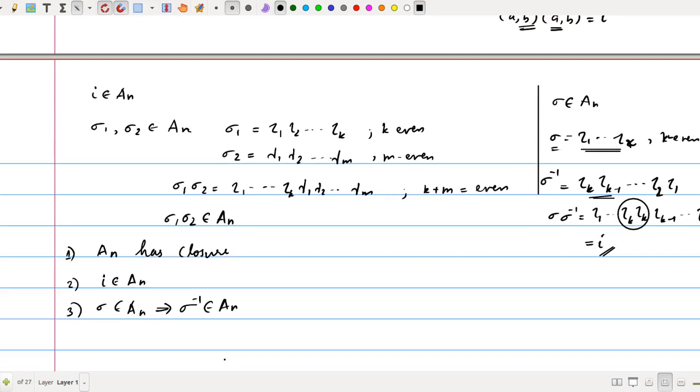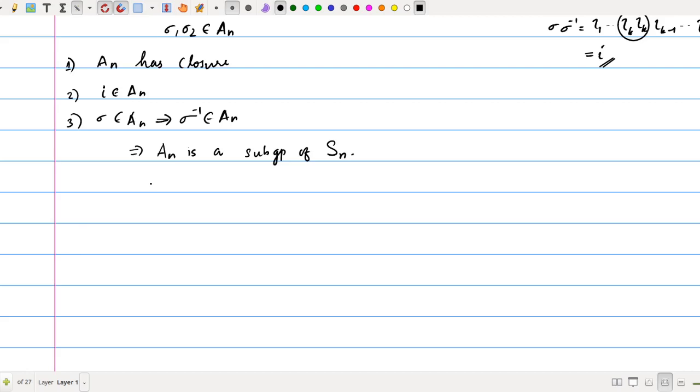So this enables us to define AN as a subgroup of SN, because it satisfies all the axioms of a subgroup. Here we can conclude that AN is a subgroup of SN, and this subgroup AN is called the alternating group. This subgroup of SN is called the alternating group and it is denoted by AN. So this is an interesting subgroup of SN.